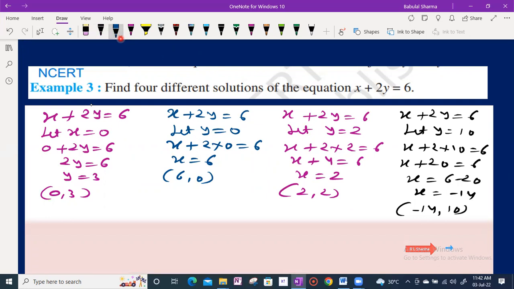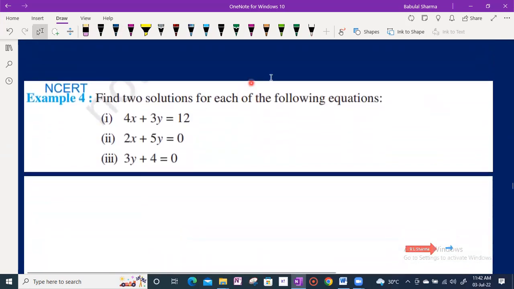Okay, we need only 4 solutions and we have got 4 solutions. Students, our answer may be different from the answer of the book, because a linear equation in 2 variables has infinitely many solutions. There are endless solutions, and we have to find any 4 solutions. Next, example number 4.